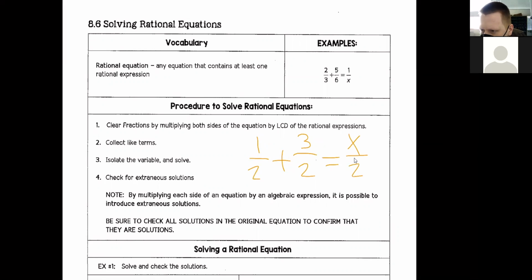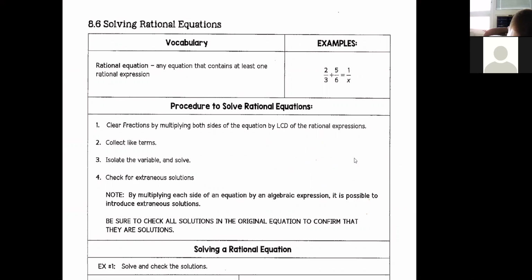If you have everything over the same common denominator, I can multiply both sides of this equation by 2, and basically what that's going to do is get rid of my denominator. So I would just have what the numerators were, 1 plus 3 equals x, and obviously that would be 4. So if you get a common denominator, you can just eliminate it from all your fractions. That's really the goal with these problems, to get rid of all of our fractions essentially. After we've done that, we'll collect like terms and solve for the variable, just like we've seen.